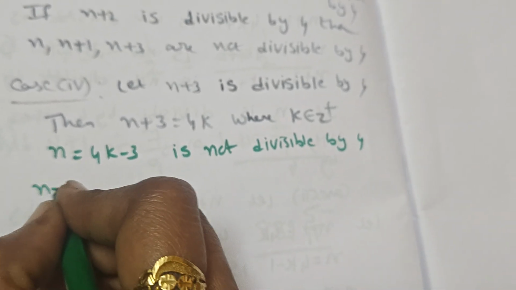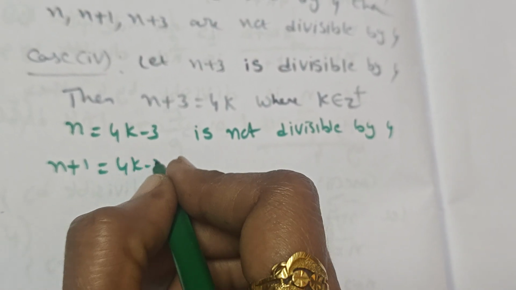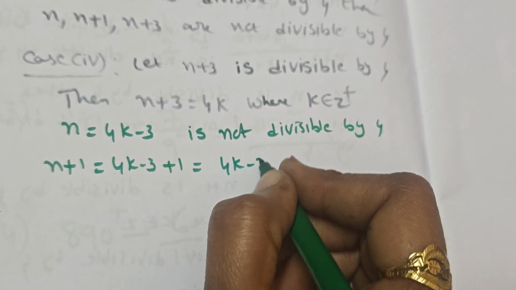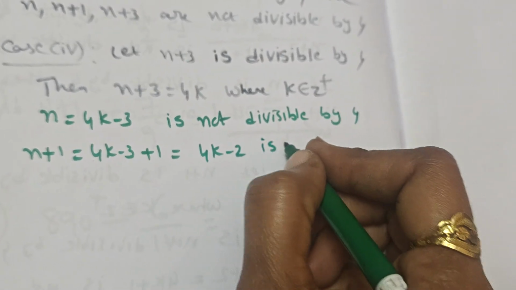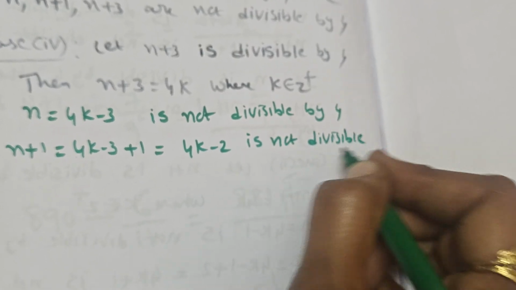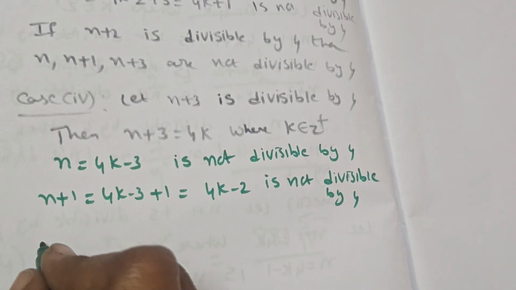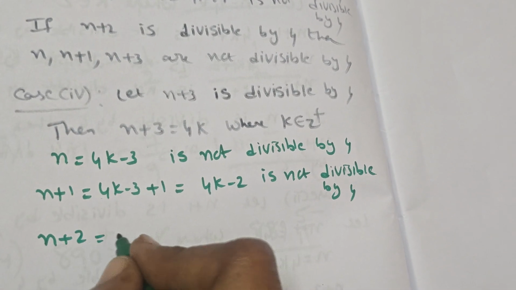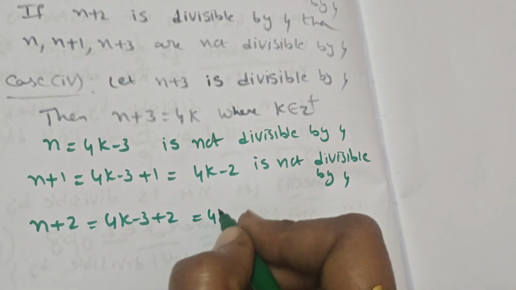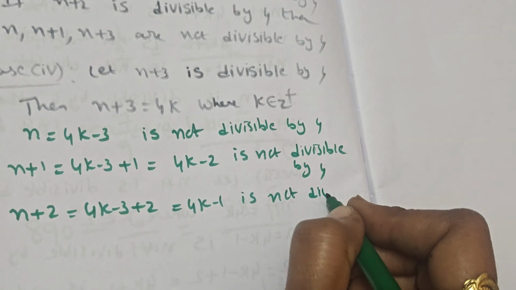Now you take n plus 1. What is the value of n? Already we got 4k minus 3 plus 1. 4k minus 3 plus 1, how much? Minus 2. Is not divisible by 4. We substitute any positive integer in the place of k, it is not divisible by 4. You take n plus 2. n value already we know, 4k minus 3 plus 2. 4k minus 1 is not divisible by 4.